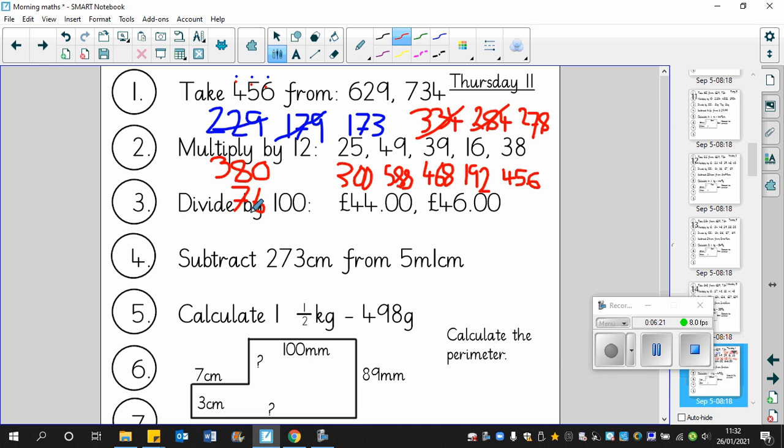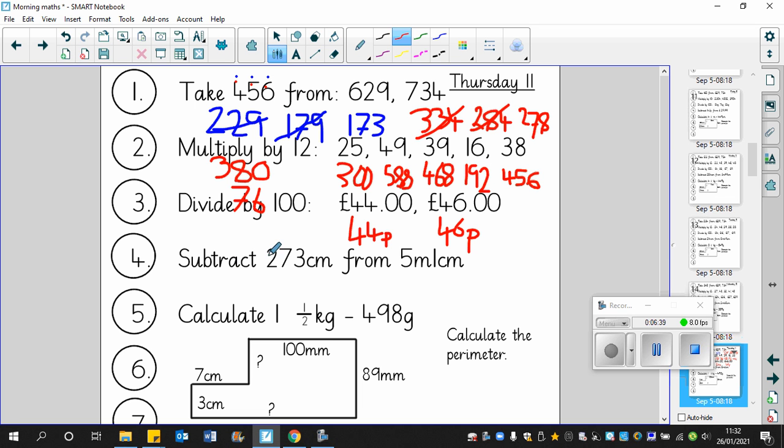Okay, question number 3, divide by 100. Well, the answer to this one is 44 pence, nice and straightforward, and this one 46 pence. I need to make these much harder because they are far too easy.